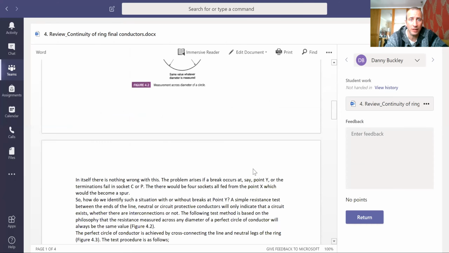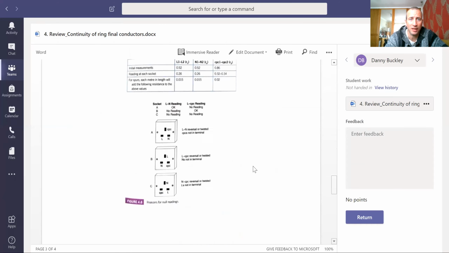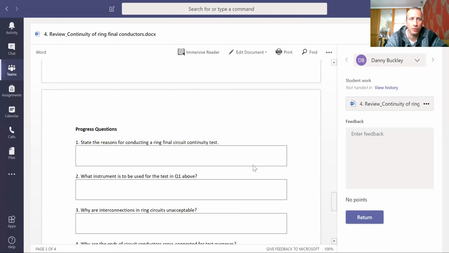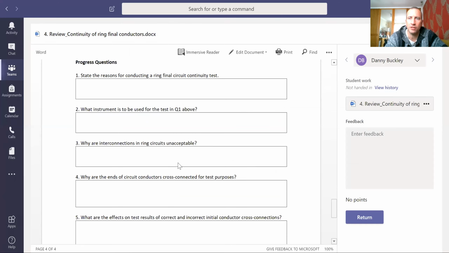All you got to do is read through this bit of text, have a scan through it. At the end, you've got a few questions. All these answers are in the text, right? I don't want you to copy and paste. I want you to write your own answers. Well, look, state the reasons for conducting a ring final continuity test. You probably know most of these answers anyway, so let's just see you write your answers, all right? No copying and pasting, all right?